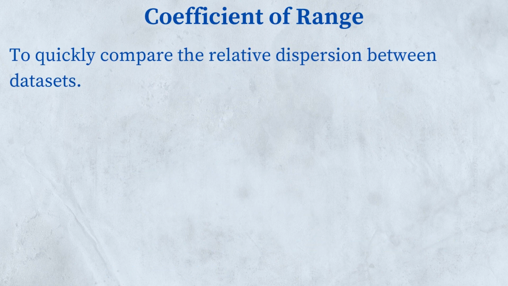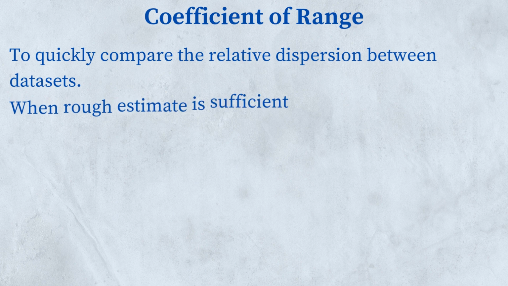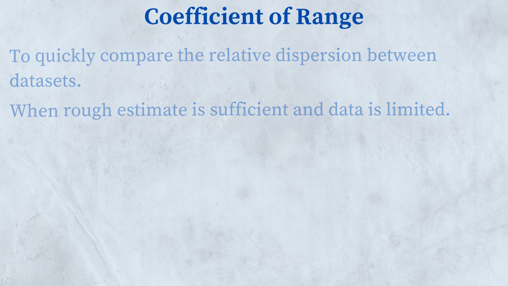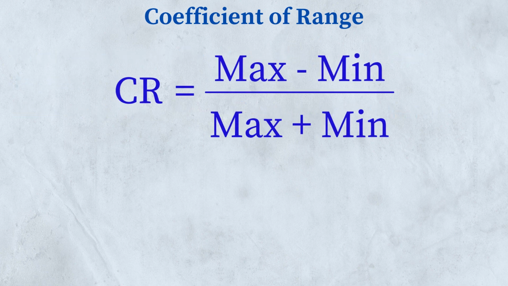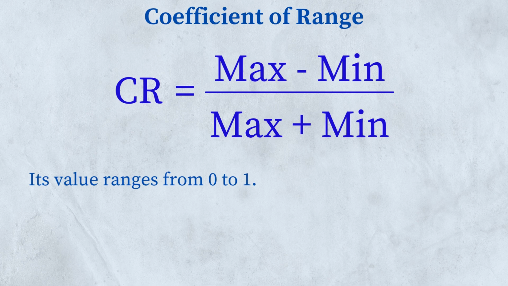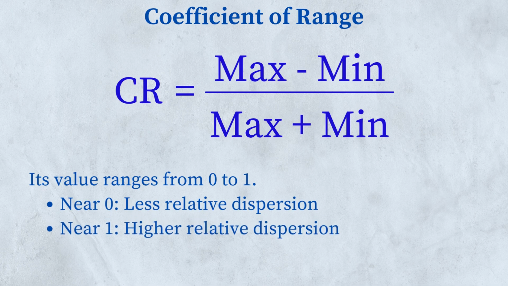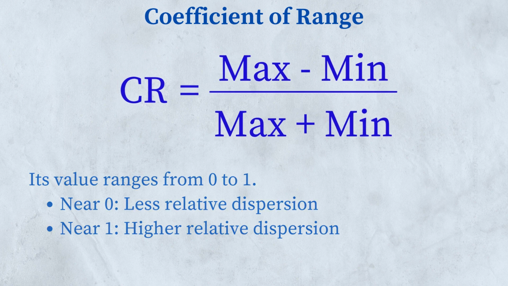To quickly compare the relative dispersion between datasets, especially when a rough estimate is sufficient or data is limited, the coefficient of range can be used. It is calculated by dividing the range of the dataset by the sum of its minimum and maximum values. Its value ranges from 0 to 1, where values nearer to 0 suggest lower relative dispersion, and values nearer to 1 indicate higher relative dispersion based on the extreme values.